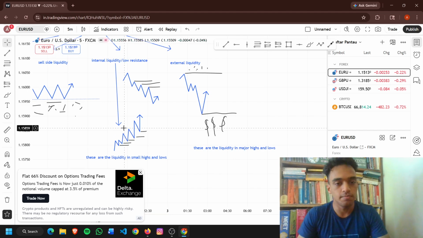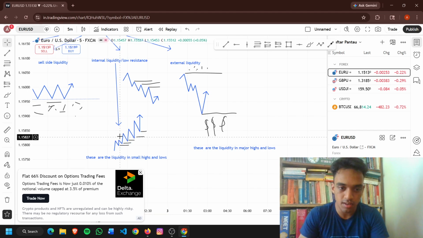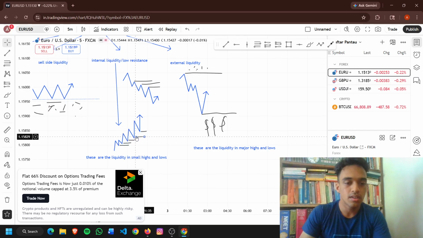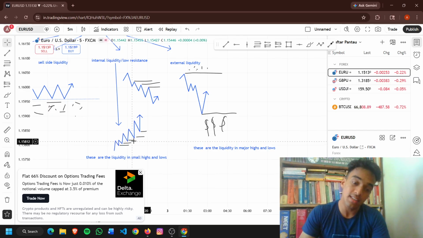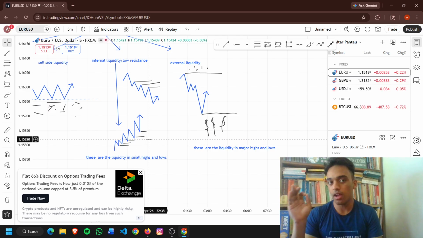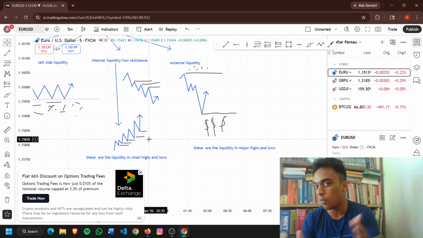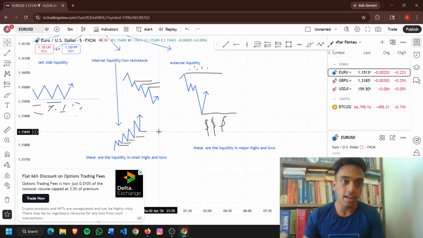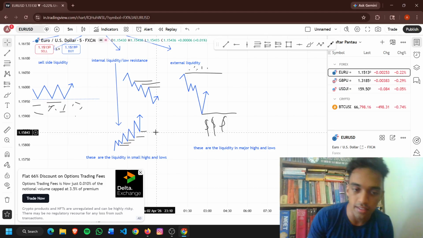If it's an uptrending market, see the small pullbacks. These small pullbacks, these lows also have liquidity because people might be placing their sell limit or buy limit orders. I hope you can understand. If you don't understand, go watch the previous video: what is sell limit, what is buy limit, what are the different orders in the market, so that you can connect to this. If you're directly watching what is liquidity, I feel like you won't understand anything.